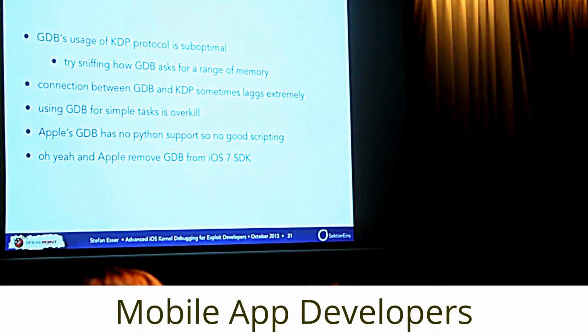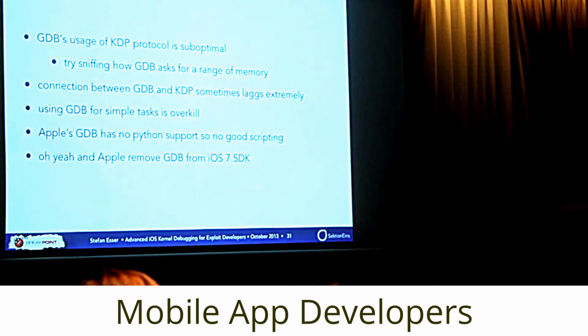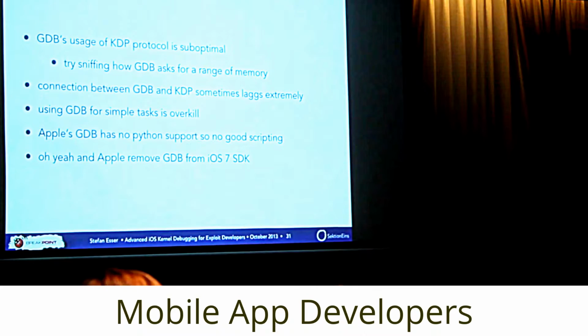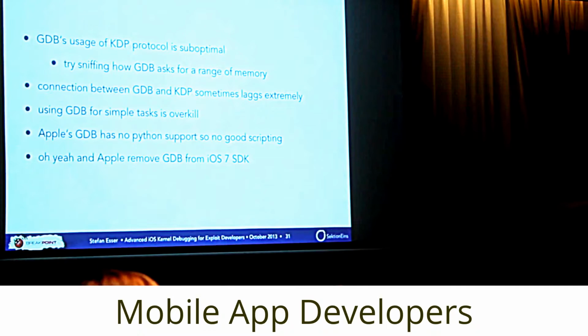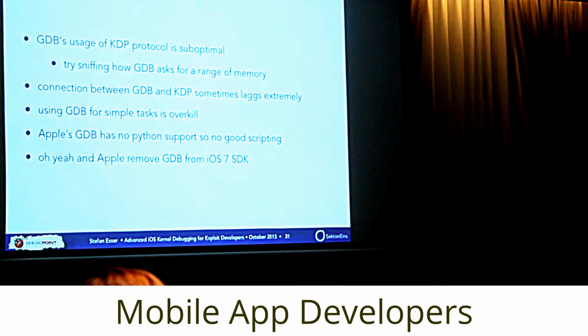And other things, if you just want to ask what is at this position in memory and things like that, doing this all with GDB is very painful, especially because the GDB that you have is a very old Apple GDB that doesn't have scripting support with Python or so. So you have a very old, very unpowerful GDB that doesn't give you scripting support. And also, like I said, Apple also removed GDB from the iOS 7 SDK.